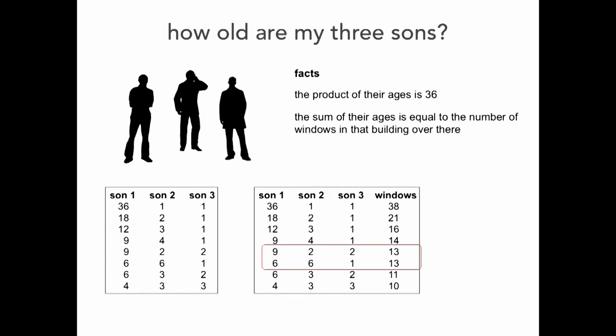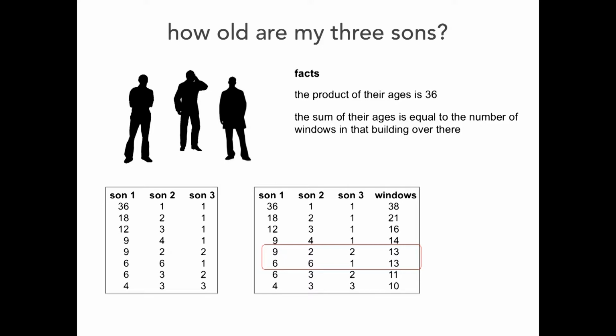That's right. It has to be one of these 2. Why? Because the conversations that you have with individuals, with people, is data. He had to ask a third question because if there were 21 windows in that building, how old would the sons be? 18, 2, and 1.